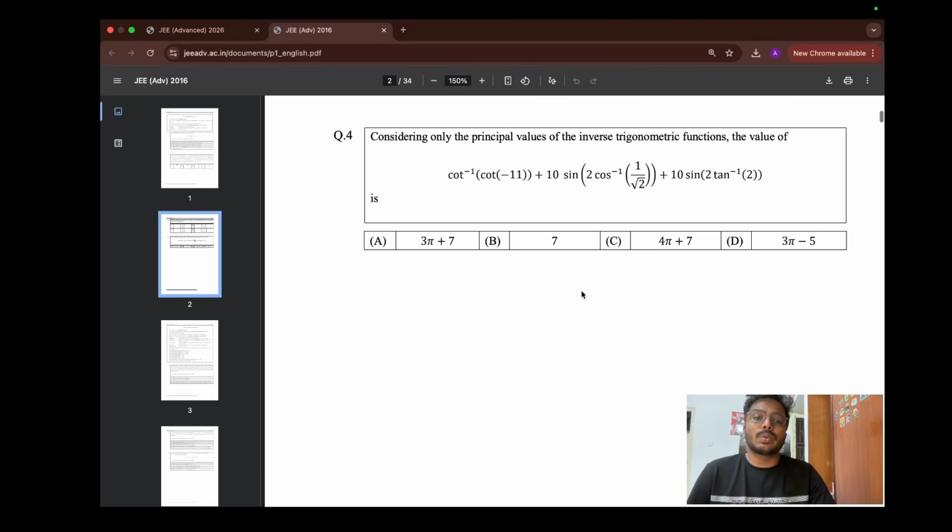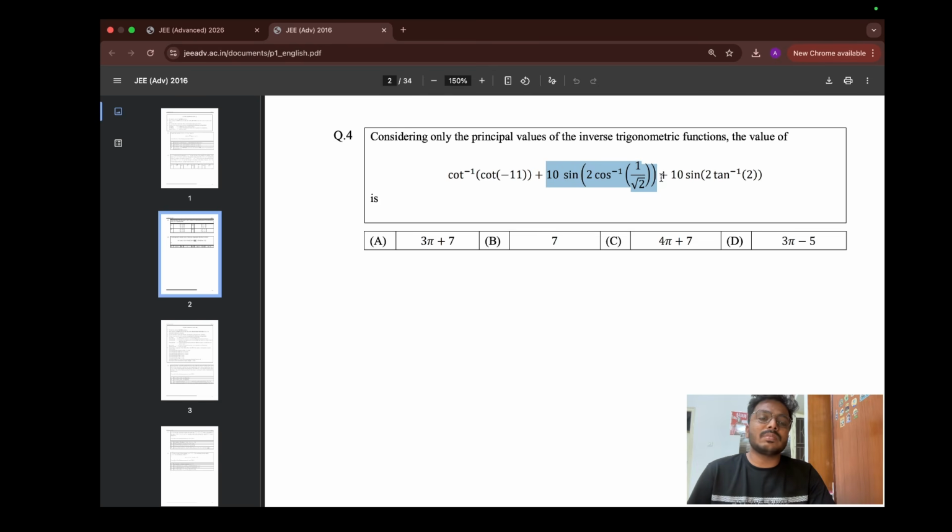Now comes the 4th question. This is from inverse trigonometry. Every year you can expect one question from this topic, and judging by the trends of the past few years, they are just asking you these direct values. They give you some inverse trigonometric functions, inverse cos, inverse sine, inverse tan, and ask you to find the value. This question is also pretty simple. cos inverse 1/√2 is simply pi/4, and you have 2 here, so that is pi/2. Sine pi/2 is 1, so this value is 10.